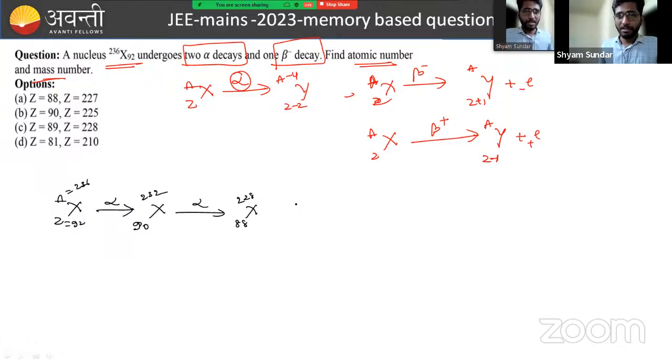A decrease of 4 in mass number has happened, and further it undergoes one beta minus decay. Beta minus means the proton number increases by one, hence it will finally become X with 89 and 228. The mass number will not change, so the correct answer is option C.